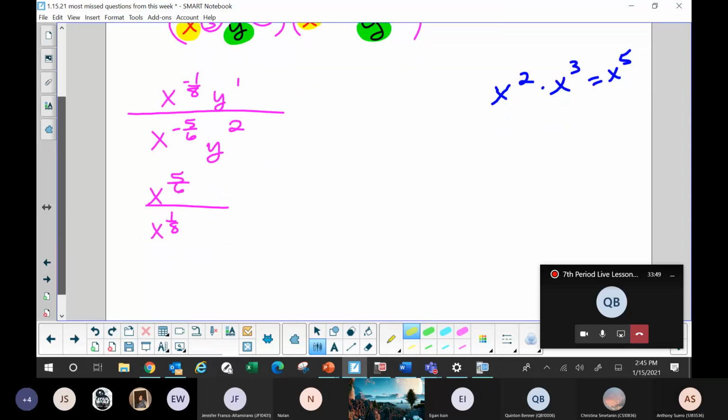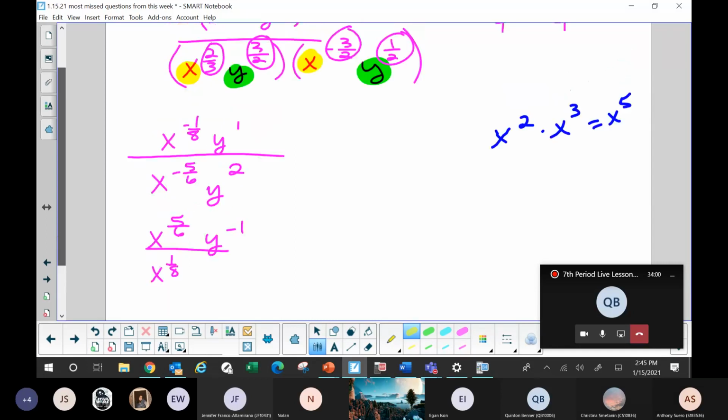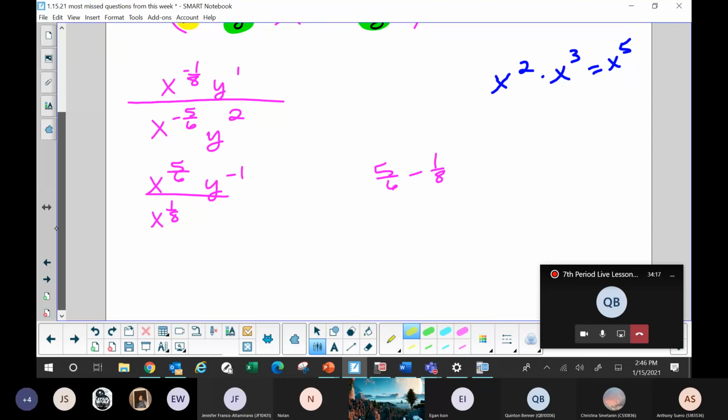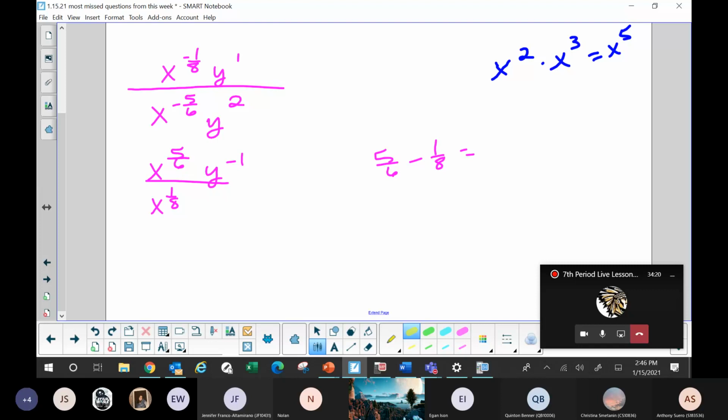And then here, we can go ahead and subtract the 1 and the 2. What's 1 minus 2? Negative 1, right? Okay. So now that we have this, we can subtract 5 over 6 minus 1 over 8. What do you get when you subtract those? You should get 17 over 24.